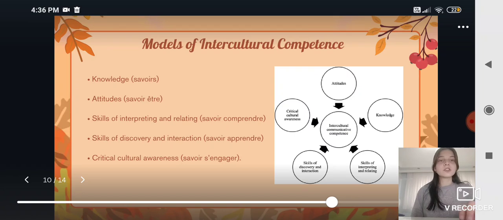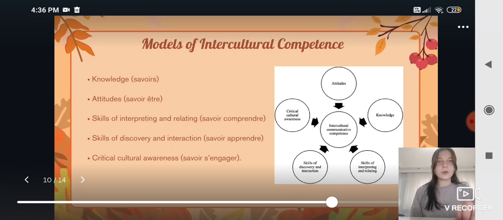As our second model, we have attitude. Attitude shapes how a person approaches cultural difference. So the model highlights the importance of openness, curiosity, flexibility, tolerance, and respect for other perspectives. Having these attitudes is very important if you want to get to know another culture. So we should be careful about these attitudes.